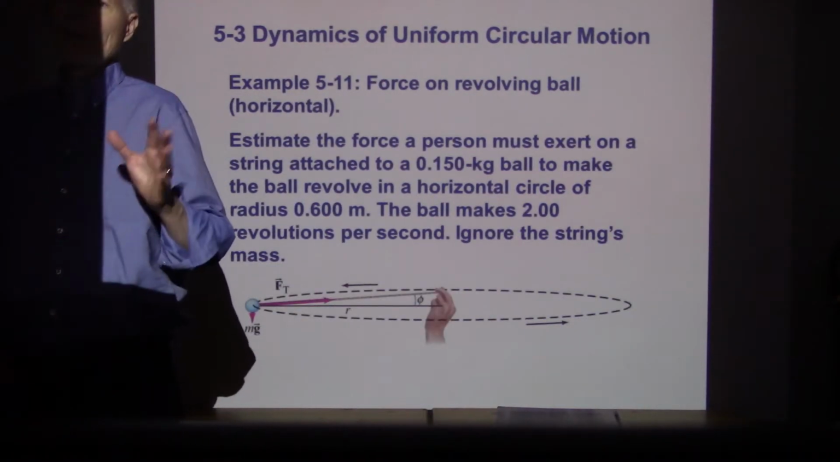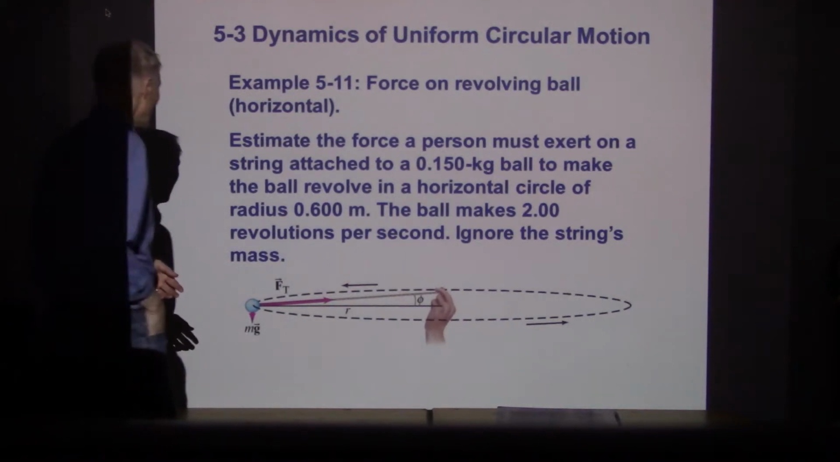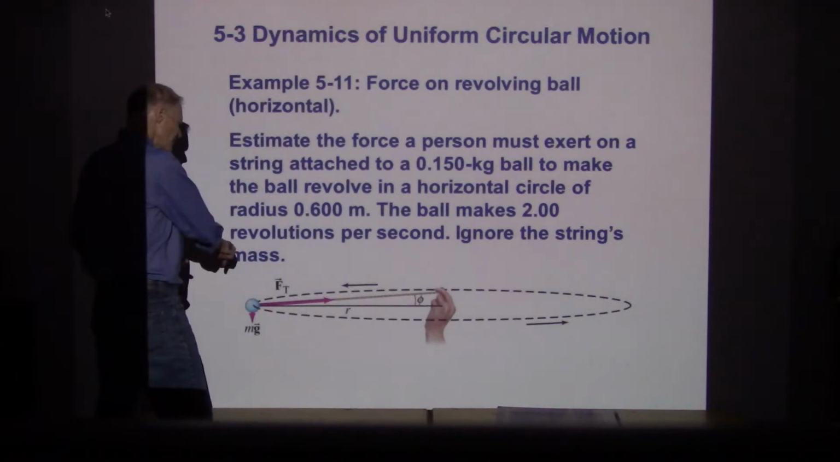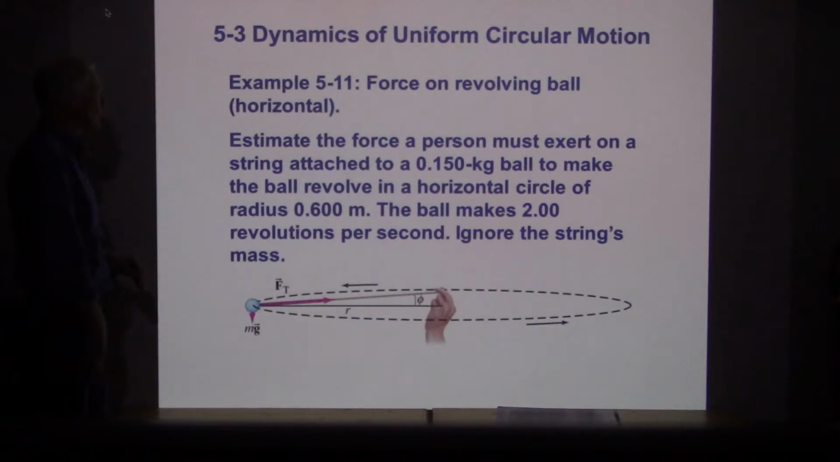All right, here we are. How many times can we spin something around in a circle? Here we go. The tangent is towards the circle. mg is downwards. Now that's kind of interesting. They've got this in a horizontal circle. They say estimate the force a person would need to exert on the string. It's a 150-gram ball, and we want it to go around in a circle with a radius of 60 centimeters.